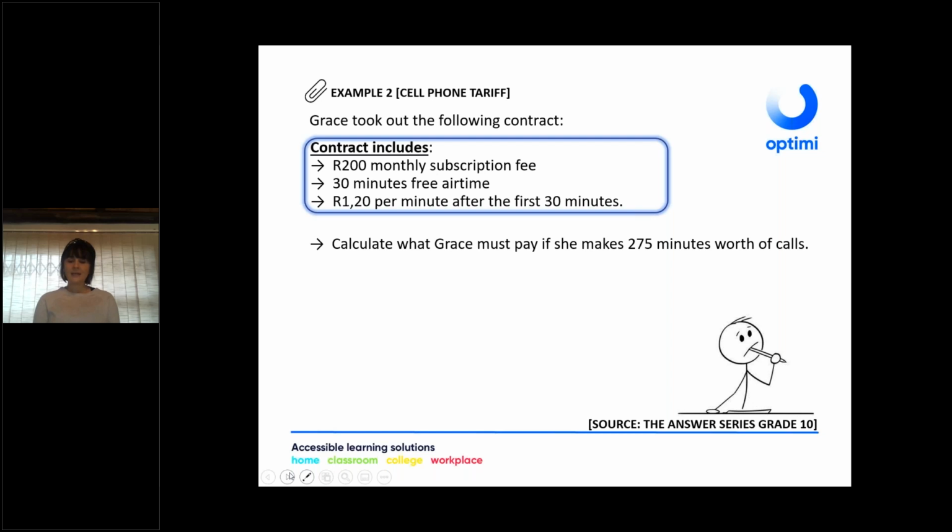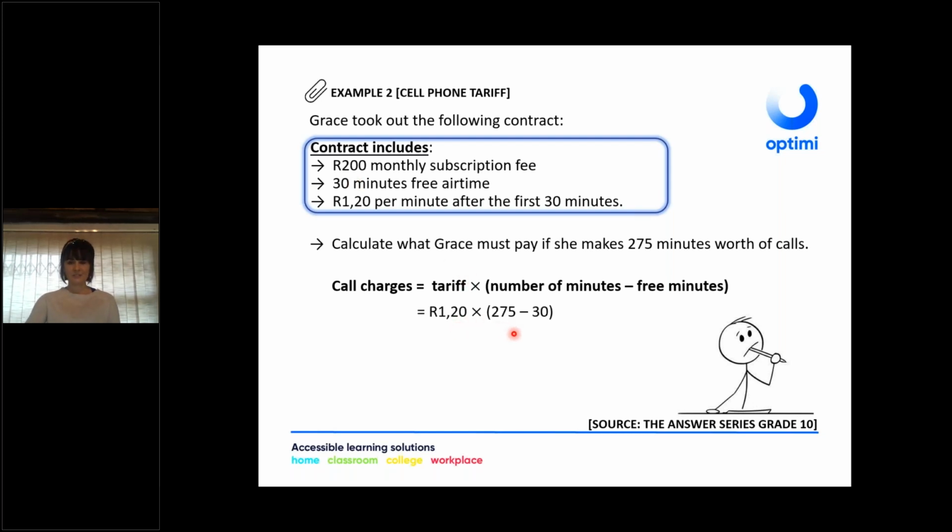Calculate what Grace must pay if she makes 275 minutes worth of calls. Now, very important. From the information given, we can derive the following formula. This formula is not given in an exam paper or in a task or test. You will have to determine or conclude this formula from the given information. So the formula that I gave here says the call charges can be calculated by taking the tariff and multiplying it with the number of minutes that she made. Now, very important that you remember that she gets 30 minutes of free airtime. So you cannot charge her for this 30 minutes as it is free.